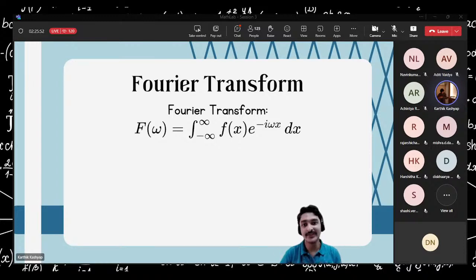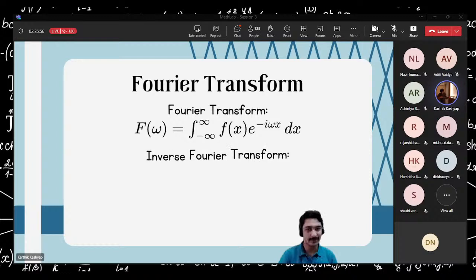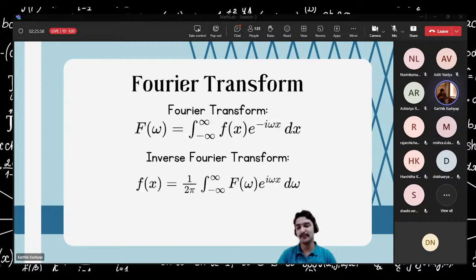That is in terms of the frequency. And this is from minus infinity to infinity omega, instead of just integers as in the Fourier series. So we can find the Fourier transform and the inverse Fourier transform as well.